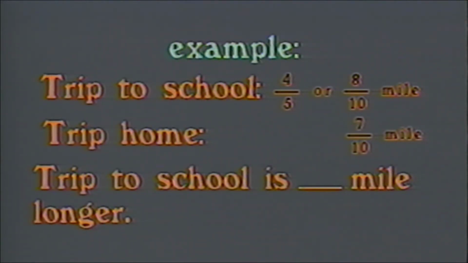Oh, that's easy. Take 4/5 minus 7/10. That's 8/10 minus 7/10, which is 1/10. The trip to school was 1/10 of a mile longer.